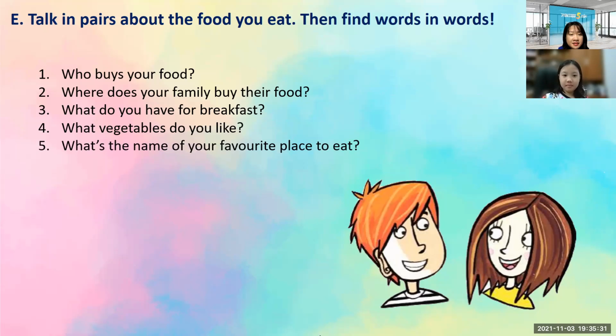The name of the place. Yes. For example, I like to eat at KFC. I like fried chicken. Yes, so that is the name of the place. How about you? KFC. How about you? Where is the place you like to eat? I like to eat. You like to eat at? Where do you like to eat?